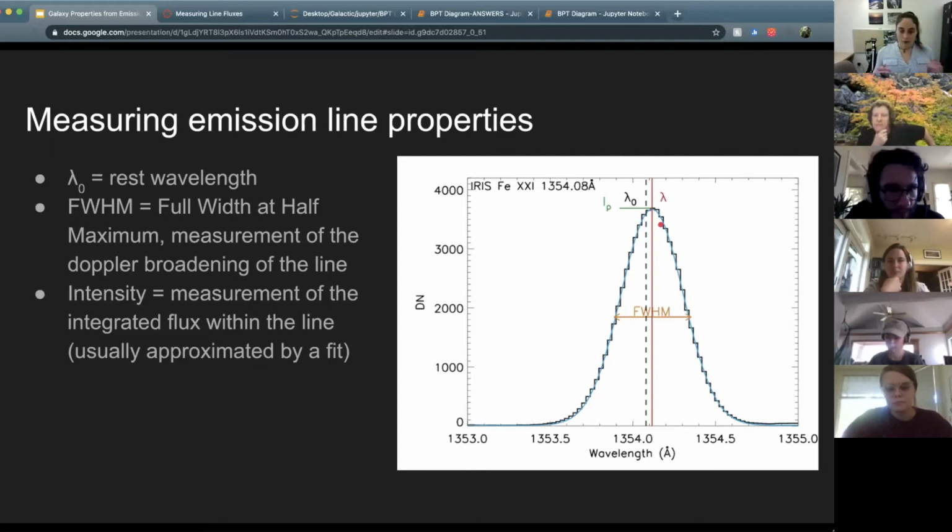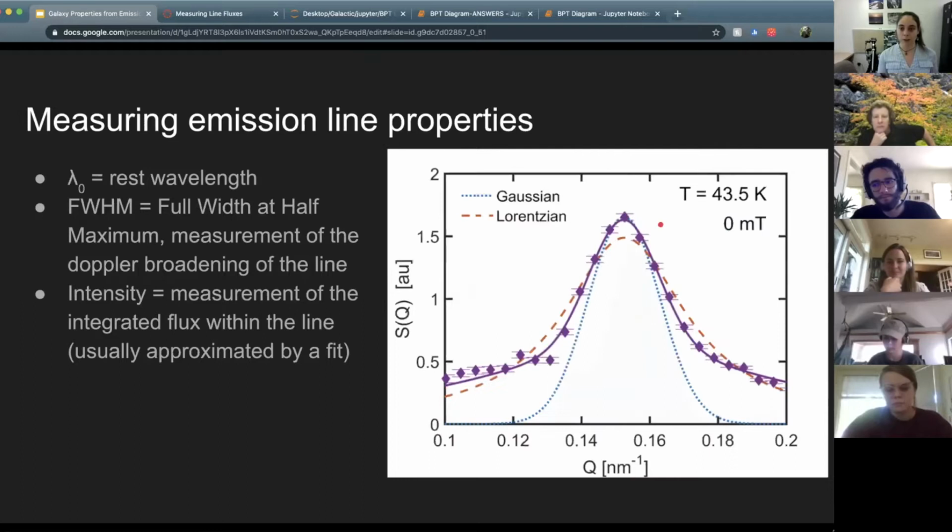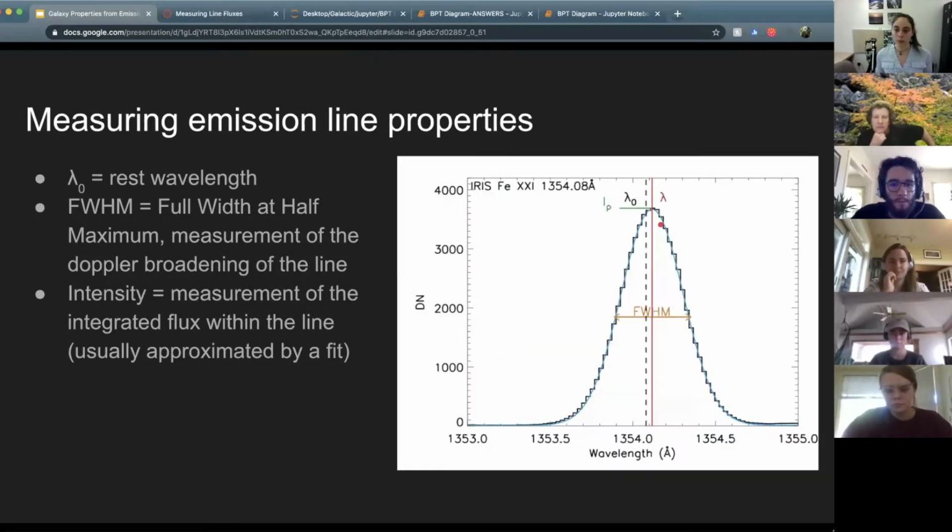So just as a summary, we have our emission line. It's going to be both a Gaussian and a Lorentzian, but we're going to focus on the Gaussian part because that's going to be more important in galaxies. Once we measure it, the properties of an emission line we might be interested in are the intensity, the area under the curve of the emission line, as well as the full width half max, which will tell us about the Doppler broadening, and then the actual peak wavelength, which will tell us about the redshift.